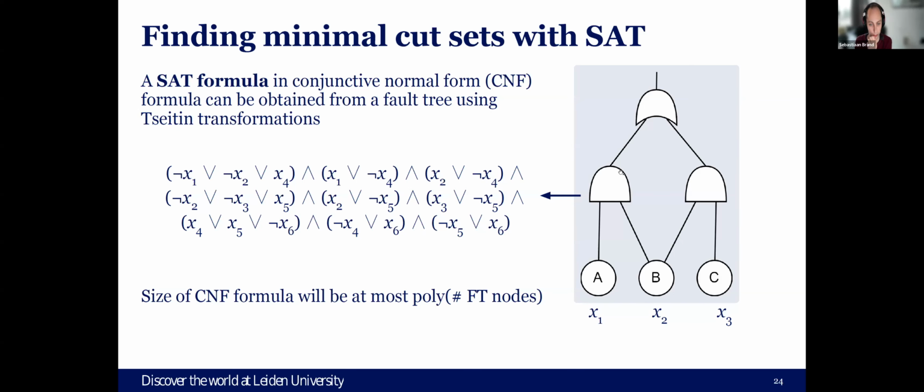So basically, what this Tseitin transformation does is, for every output of each gate, a new variable is introduced, and then clauses are introduced such that this output is true if and only if the logical operation on the inputs is true. So this is where these x4, x5, x6 come from. They're the outputs of these logic gates.